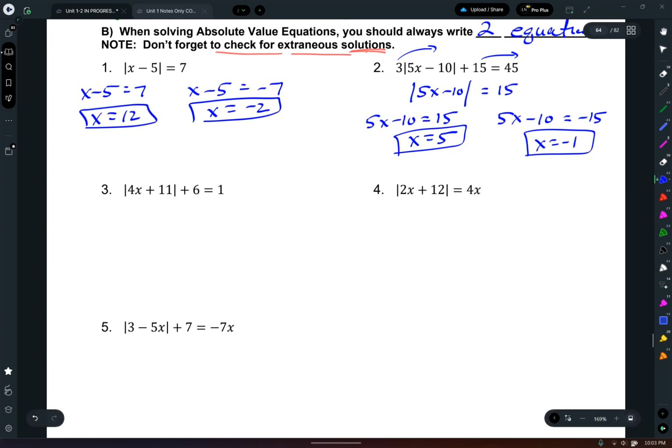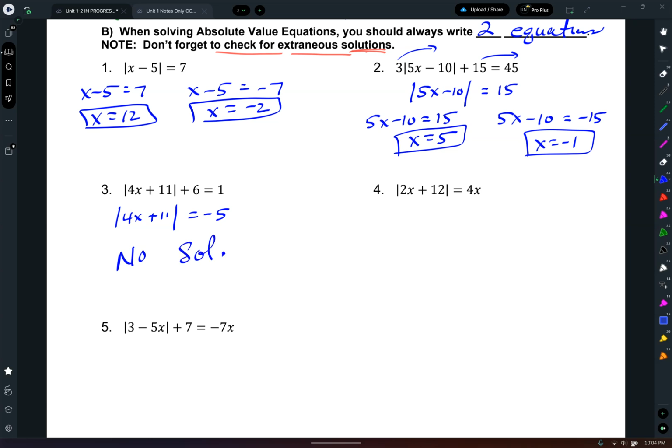Okay, let's go to number 3. Get the absolute value by itself first. So I'm going to subtract 6. Now I can tell you right now, I don't need to go any further. I automatically know there's no solution. Why? Well, by the very definition of absolute value, if I take the absolute value of this, doesn't it become positive? So there's no way that a single absolute value can equal a negative number. It can't happen. So when you notice that, immediately just say no solution.